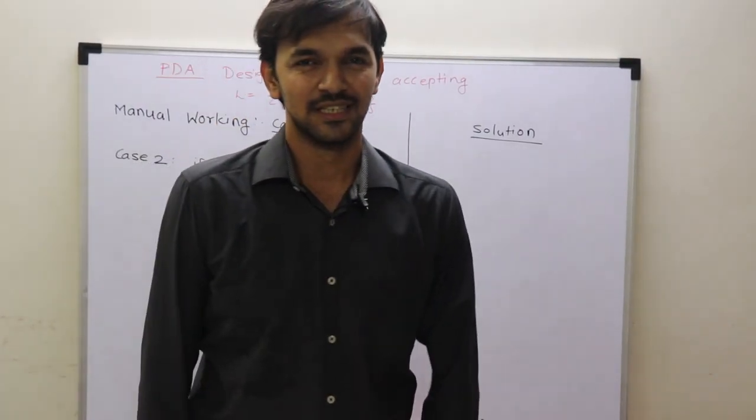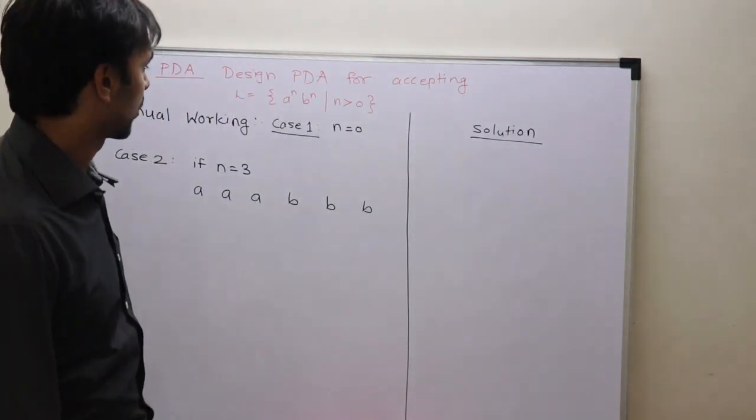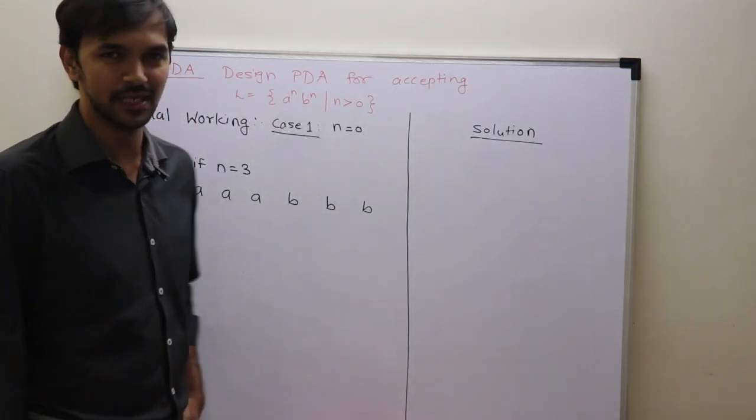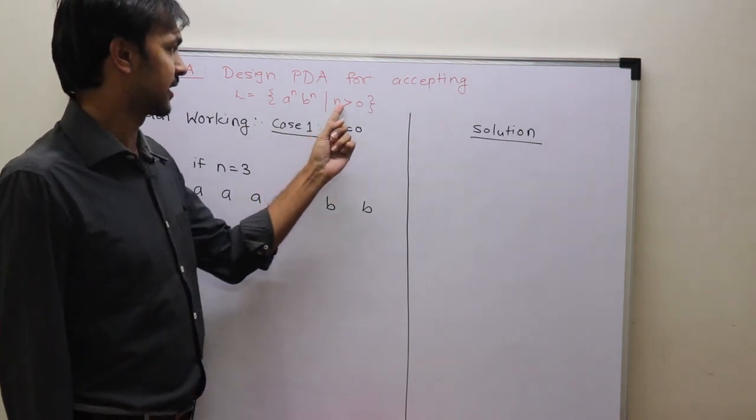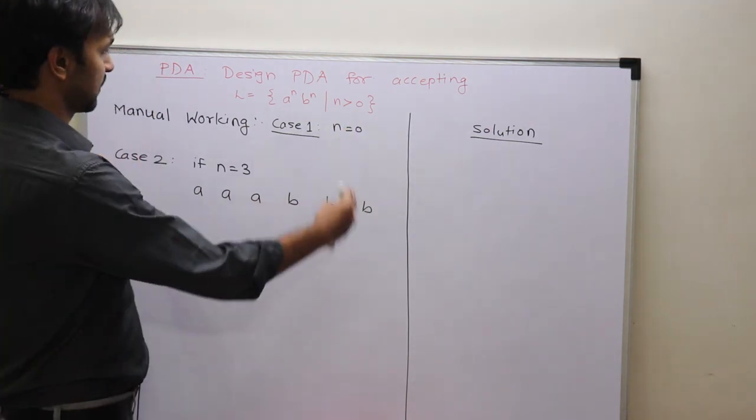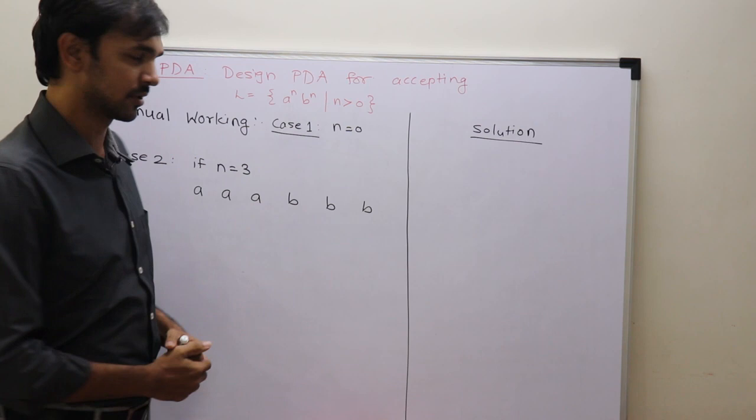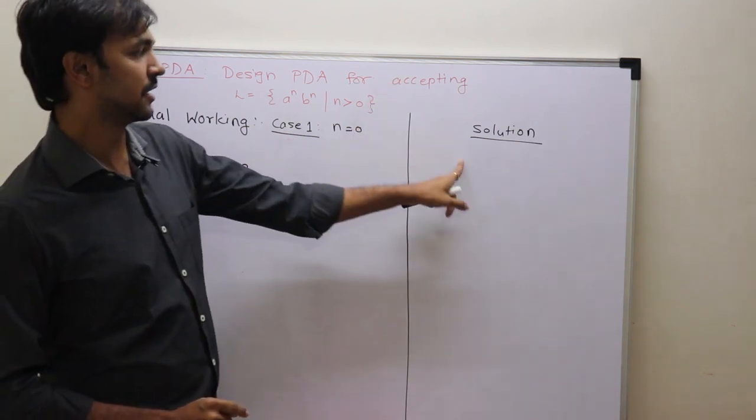Hello guys, in this session we are going to talk about designing a PDA to accept the language a raised to n, b raised to n. Understand there is a condition n greater than 0. This condition is very important. Here I will explain how a PDA actually works manually, taking two different cases, and then we'll write a solution to the problem.